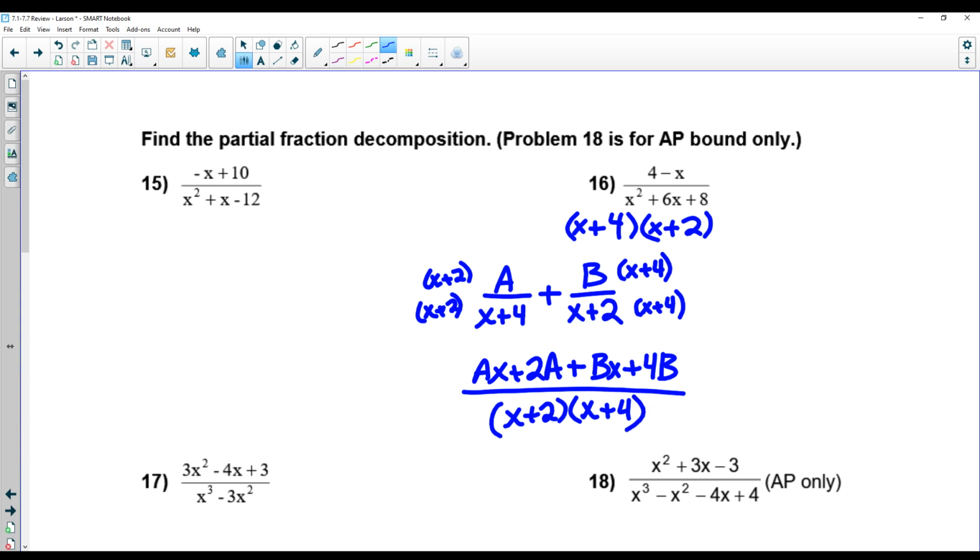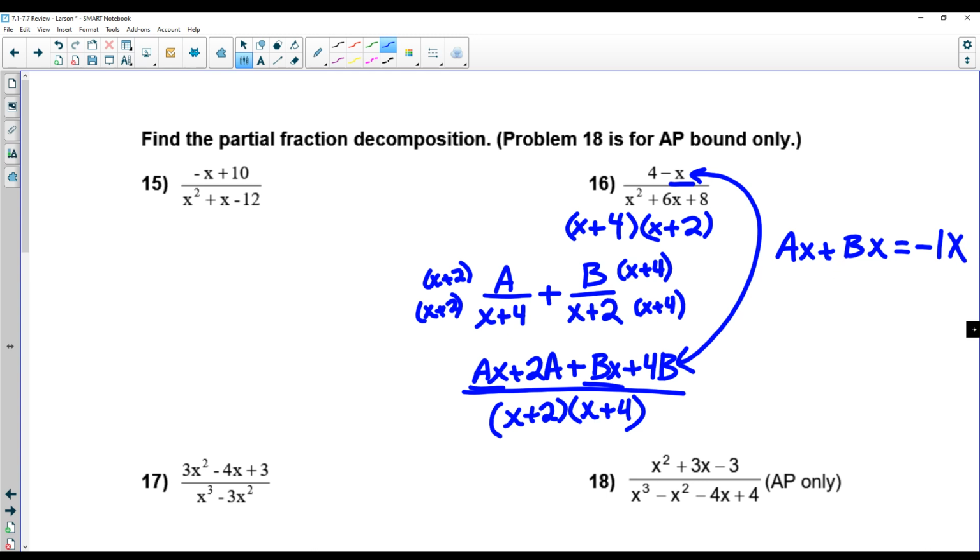All right, so all I've done so far is get common denominators between these partial fractions and made them back into one equation. Now I'm going to take this partial fraction, relate it to the original numerator. I'm going to relate the two numerators to make my equations. So the ones with x in them, I got an Ax and a Bx. Those have to be equal to negative x. So there is my first equation. Ax plus Bx has to equal negative 1x.